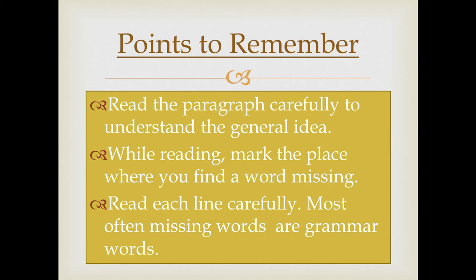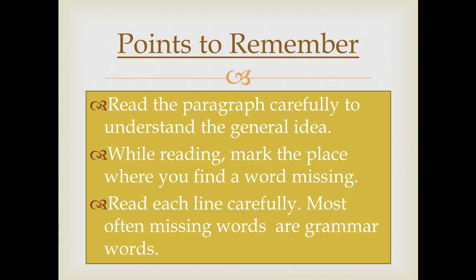Now while doing this exercise also, there are certain points which you have to remember. Now these points are not very different from the points which we have learnt in the previous two types, that is in error finding and correction and replacing the underlined word. The points are almost similar, so we'll quickly go through them. First point, read the paragraph carefully to understand the general idea. The way it has been said earlier, you have to read the paragraph very carefully to know what it is about, what the paragraph wishes to convey to us, the general idea about the paragraph.